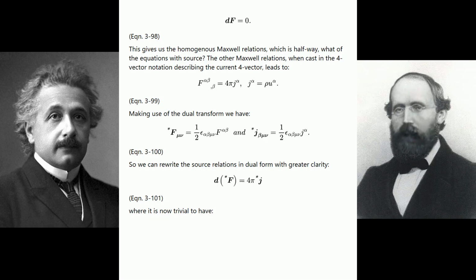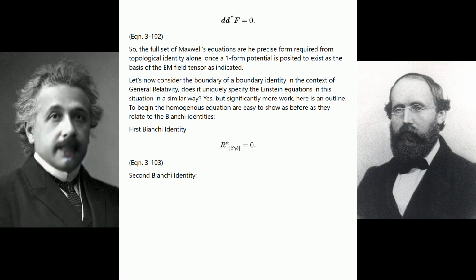This gives us the homogeneous Maxwell relations, which is halfway, what of the equations with source? The other Maxwell relations, when cast in the four-vector notation describing the current four-vector, lead to equation 3-99. Making use of the dual transform we have equation 3-100. So we can rewrite the source relations in dual form with greater clarity, equation 3-101. Where it is now trivial to have equation 3-102. So, the full set of Maxwell's equations has the precise form required from topological identity alone, once a one-form potential is posited to exist as the basis of the EM field tensor as indicated.